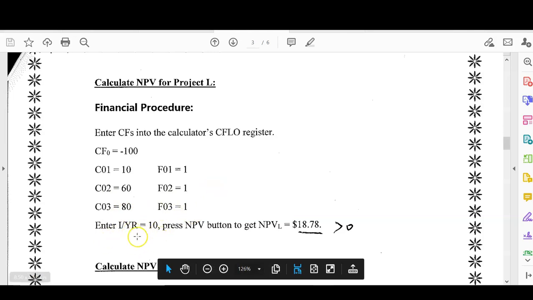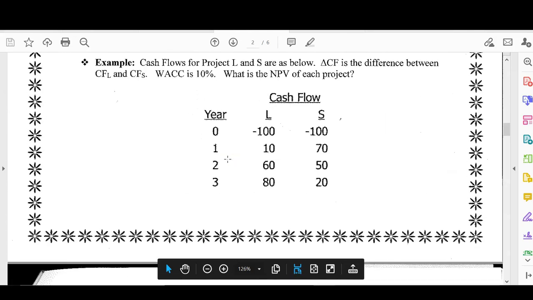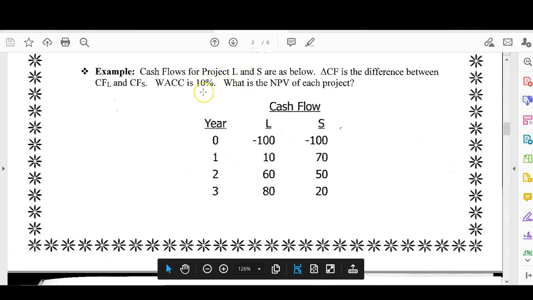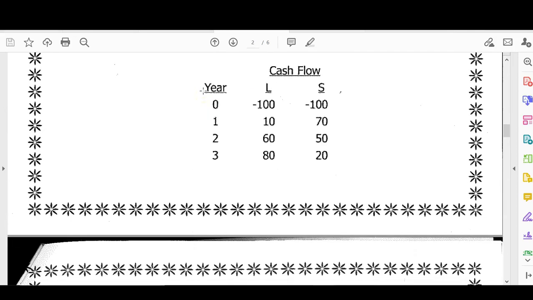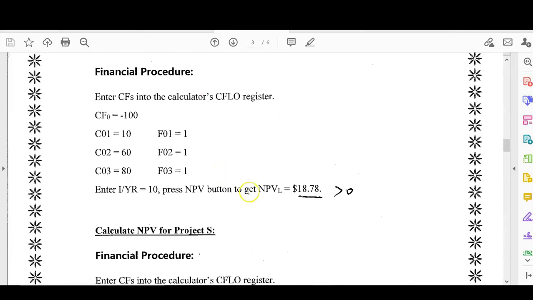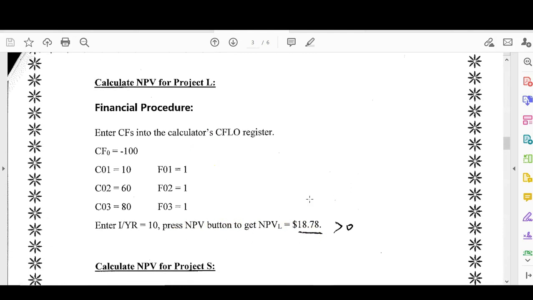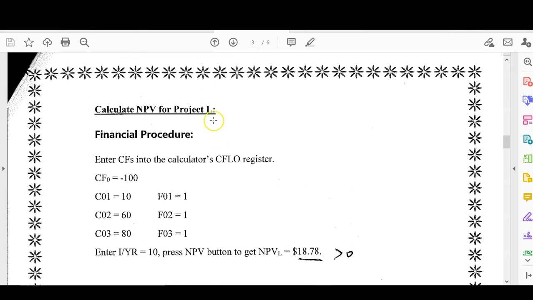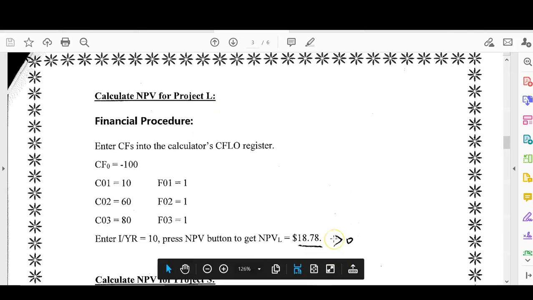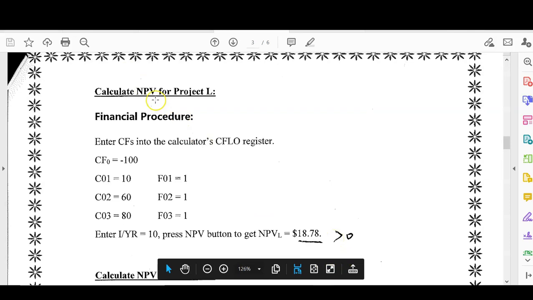Okay, we press the NPV button, and we input I as the WACC, because the WACC for both projects is 10%. So we press NPV, compute, and we have 18.78 as the NPV of project L. It's positive. So if we make an independent decision for project L, because NPV is positive, we would accept project L.